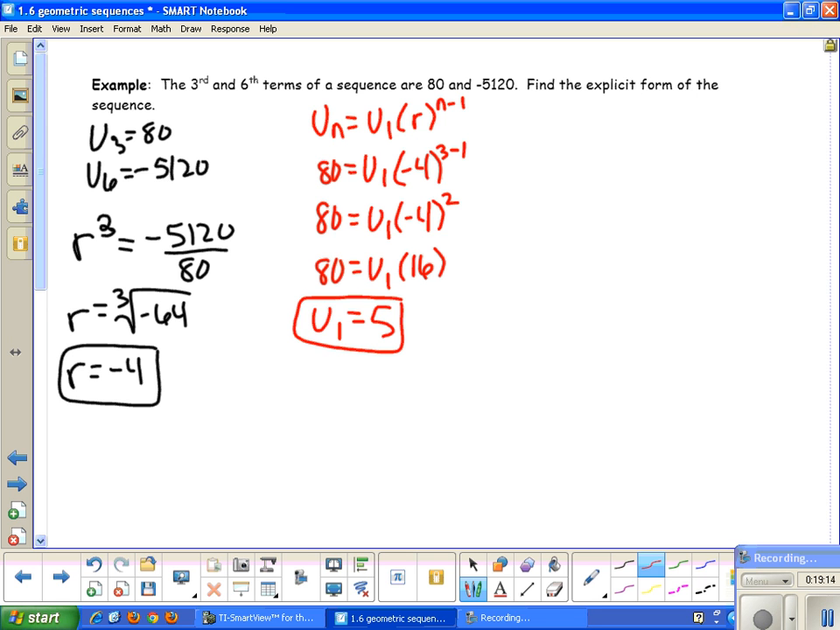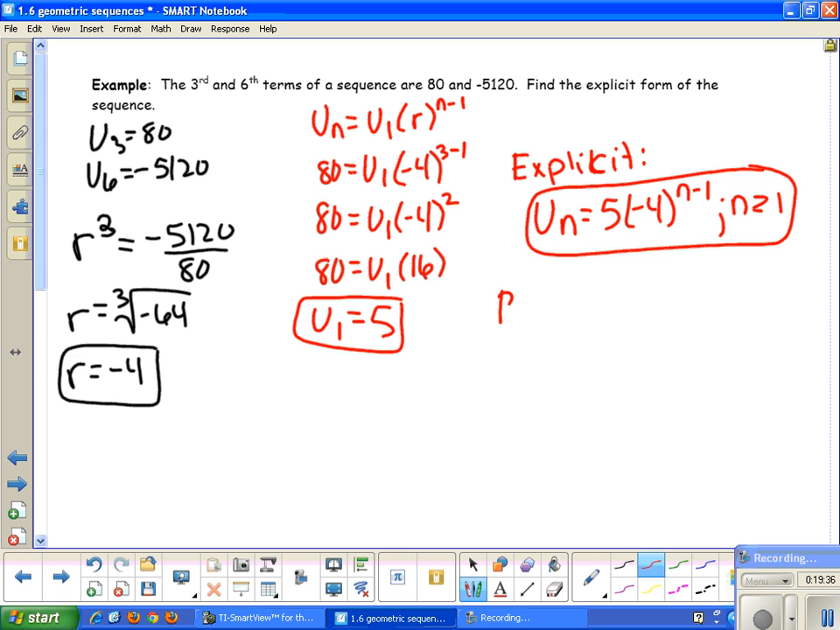So now I can write my two equations. So explicit, let's do that one first this time. So the explicit form, my nth term would be equal to my first term, which is 5, times -4 to the n minus 1 for values of n greater than or equal to 1.